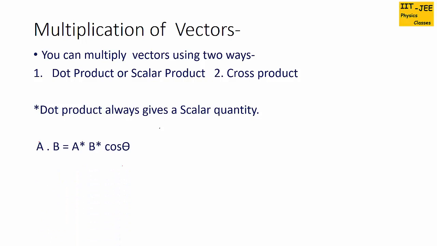Suppose we have two vectors A and B and we multiply these two vectors using the dot product. So we put the dot in between the vectors like this. This is the dot, and that's why it is also called the dot product. The formula for the dot product is vector A times vector B times cos theta. Here theta is the angle between vector A and vector B.